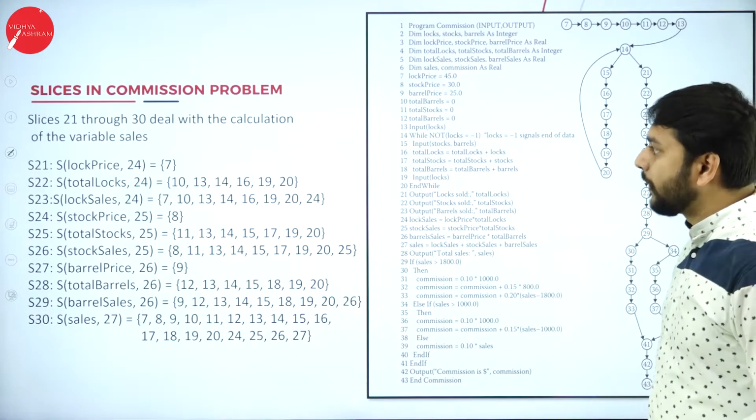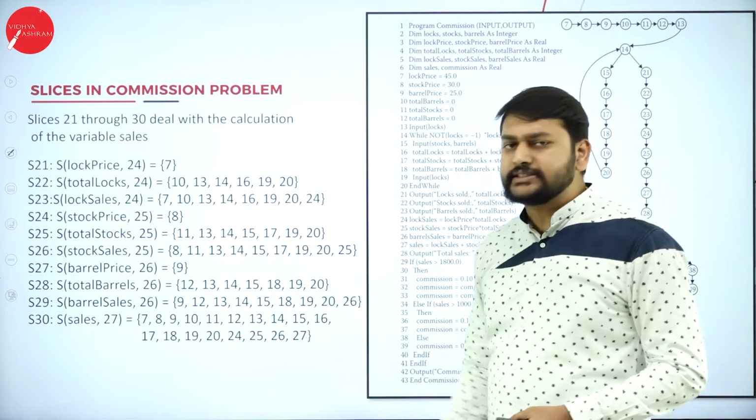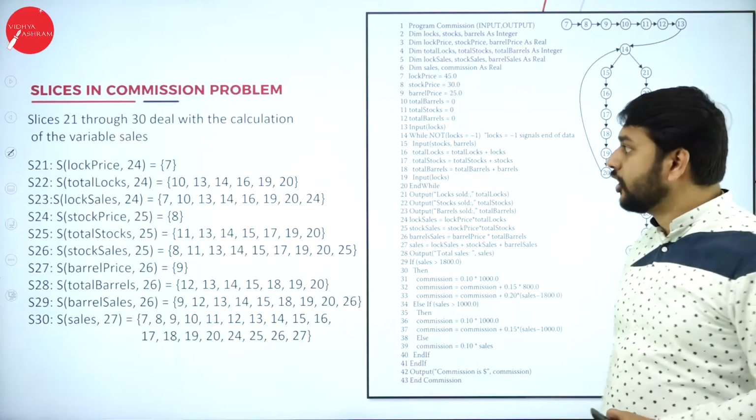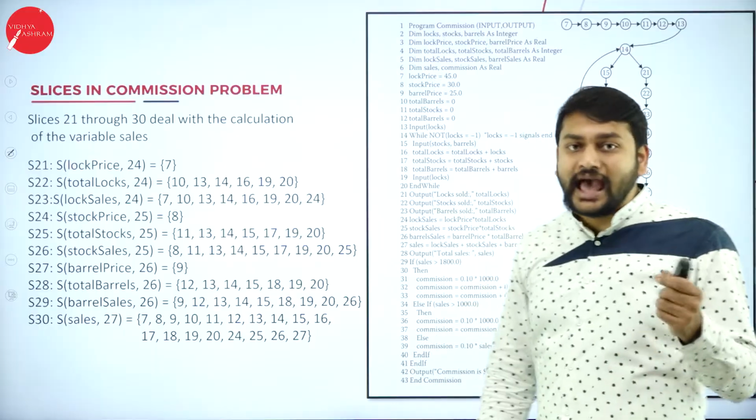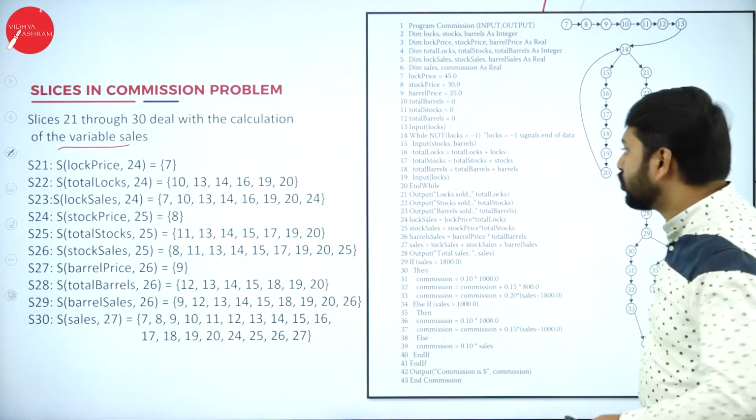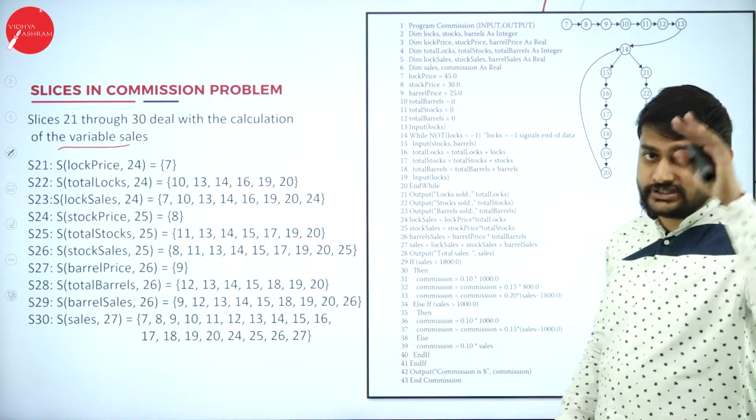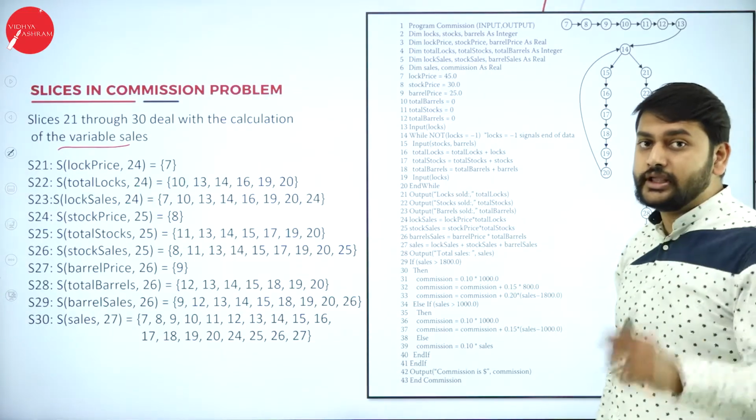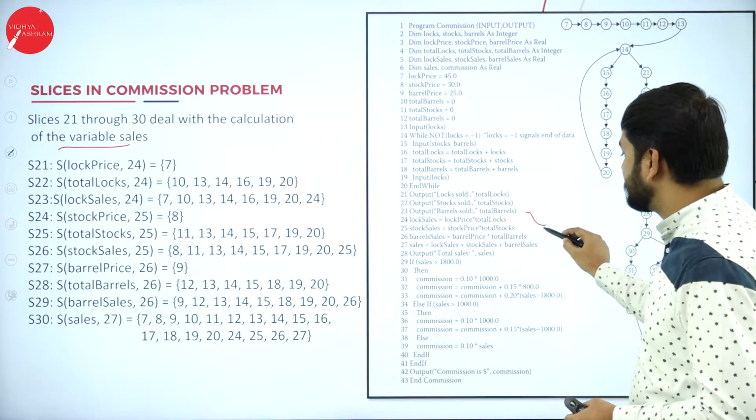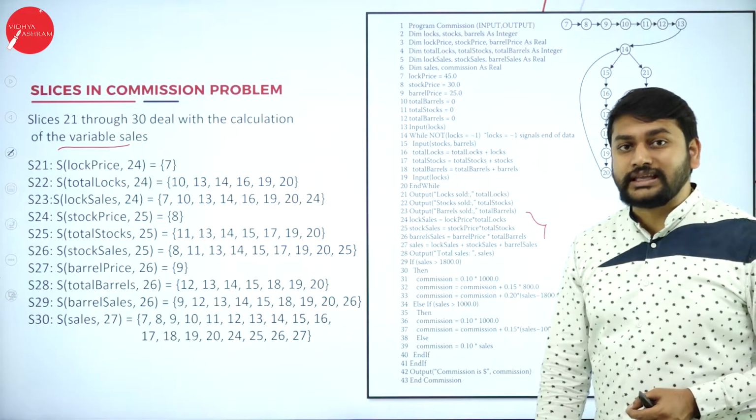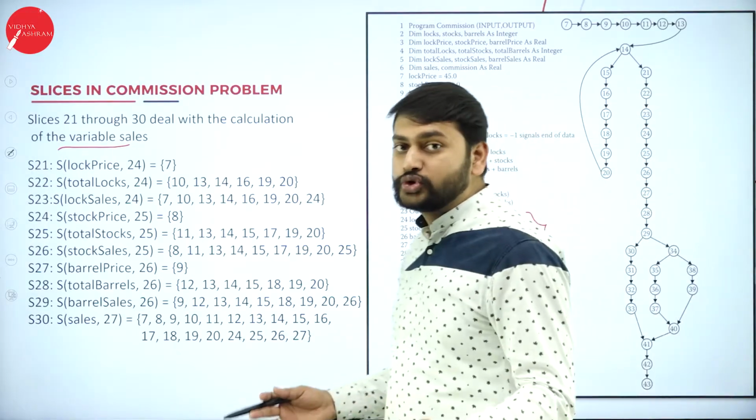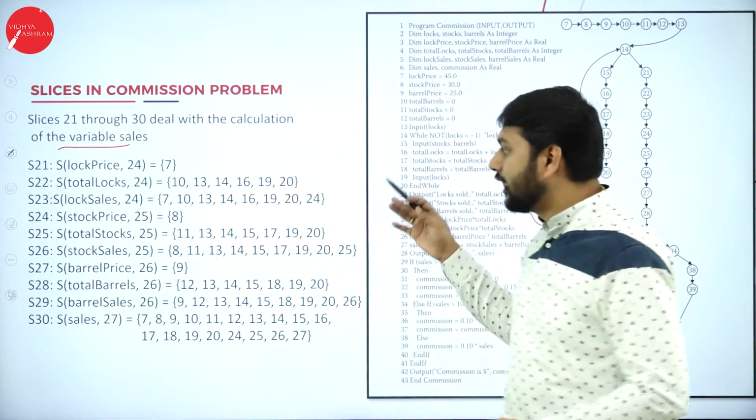So we'll move forward. Guys, the next group of slicing that we have, from slice number 21 to 30, deals with the calculation of variable sales. Please observe, slice number 21 to 30. So please understand this. This will calculate the variable values. Let me show you what exactly it is doing.